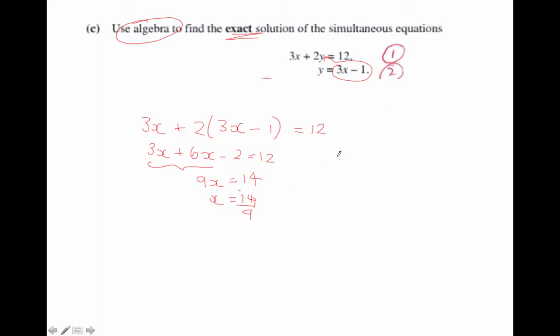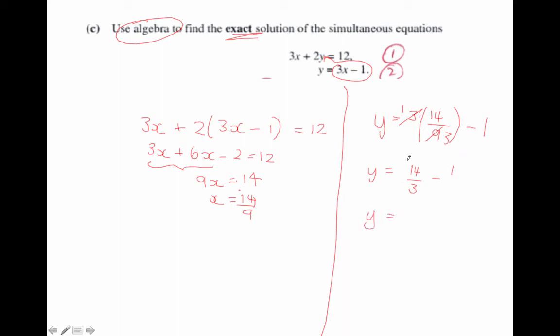Okay, so let's write it down here. y equals 3 lots of x, well we know x is 14 over 9, minus 1. Now here, I could just multiply across 3 times 14 divided by 9, but I can see that 3 and 9 have got a common factor of 3, so I'm going to divide them both by 3. 1 and 3. So my equation now becomes 14 over 3 minus 1.